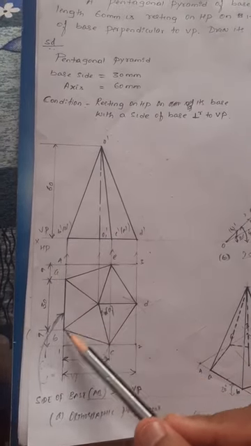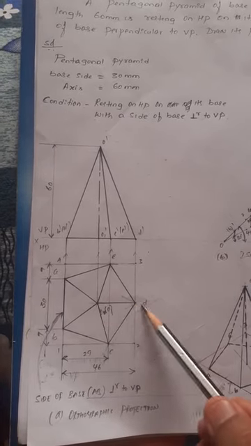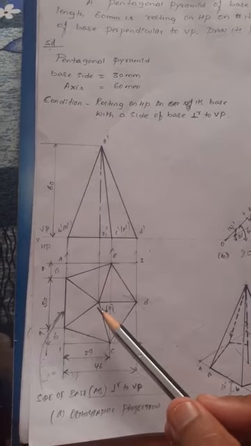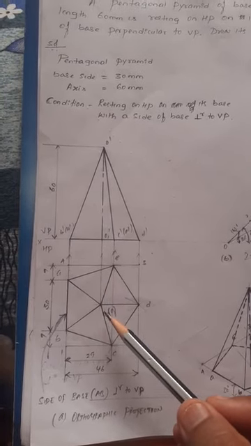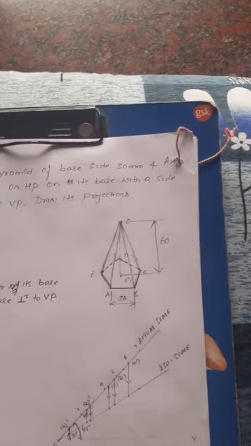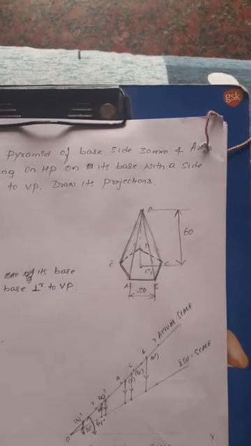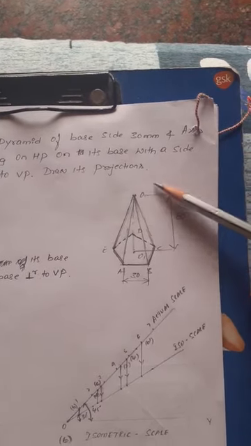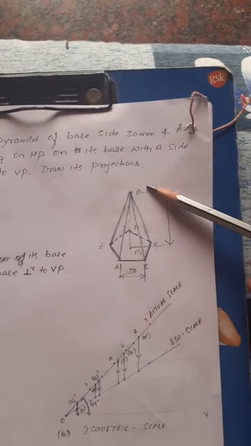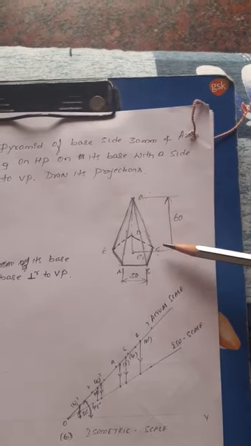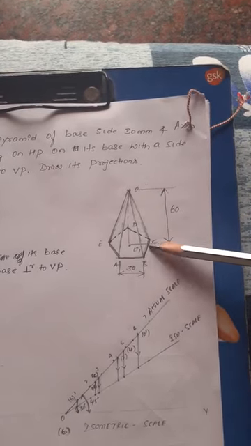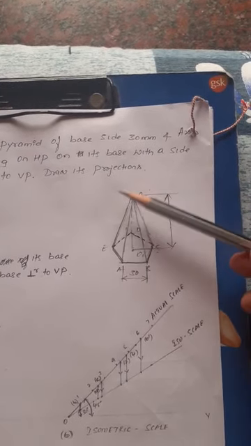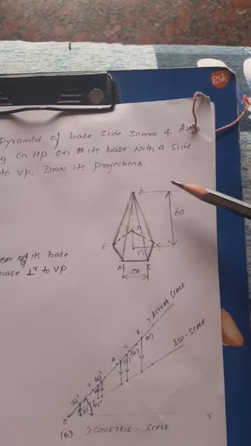Now from the apex, join to all the corners of the base with continuous thick lines OA, OB, OC, OD, OE. That gives a pentagonal pyramid. Most students may confuse the pyramid and the prism. A prism has a bottom face and a top face, but a pyramid has only a bottom face called the base; there is no top face, only an apex. That is called a pyramid, like the Egyptian pyramids.